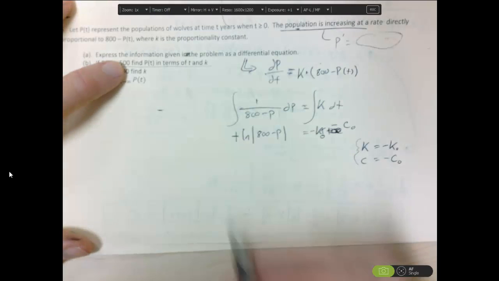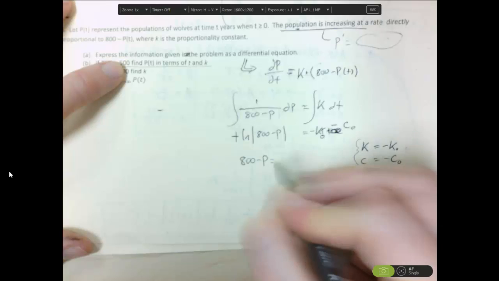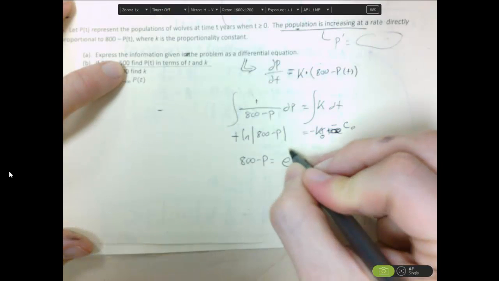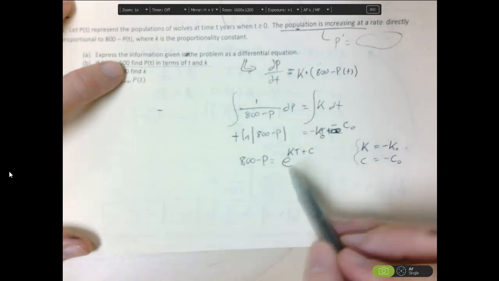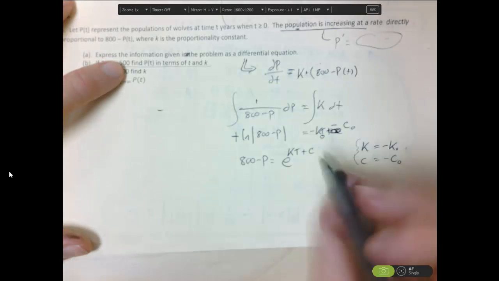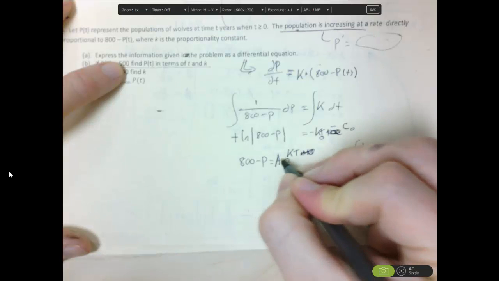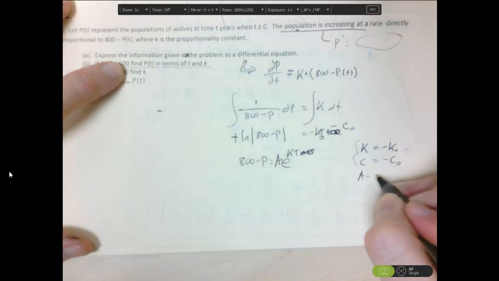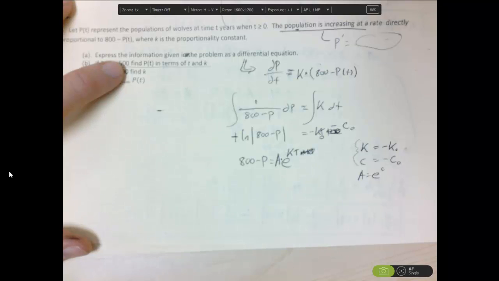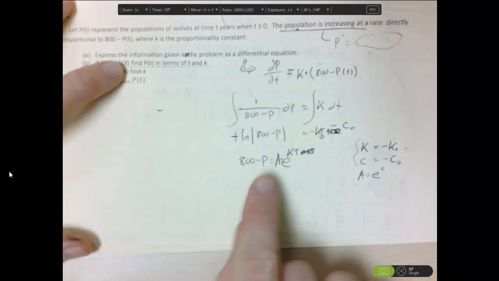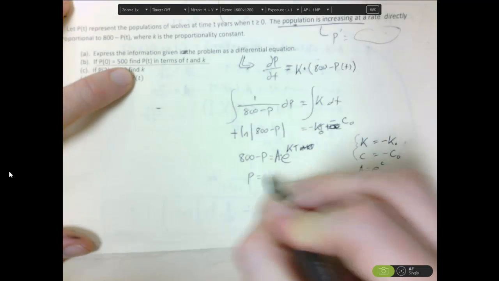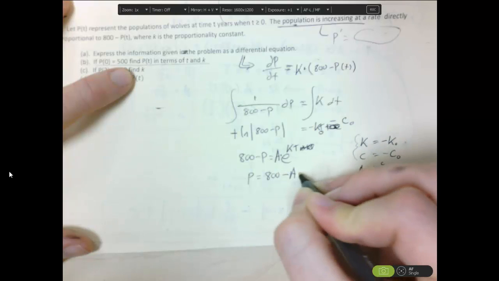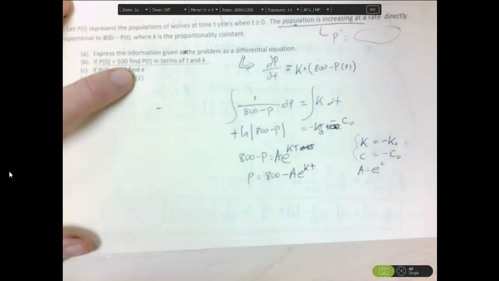I'm going to exponentiate both sides, so I'll have 800 minus p equals e to the kt plus c. But then, again, I'm going to split this into two pieces, so it's actually e to the kt times e to the c. And I'll define a constant a sitting here out front, where a is the same as the old e to the c. So far, so good. I'll add p to both sides. I'll subtract this blob over to the other side, and that gives me that p is 800 minus a e to the kt. I'm almost there.